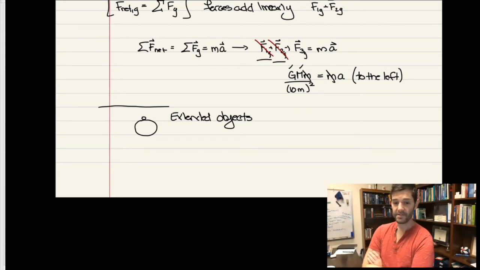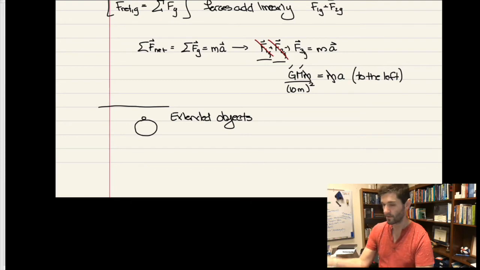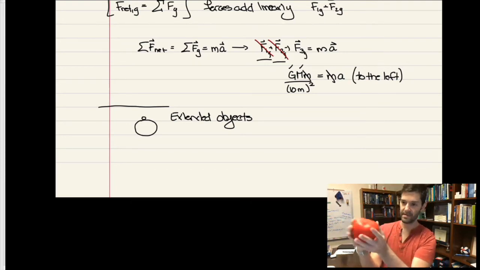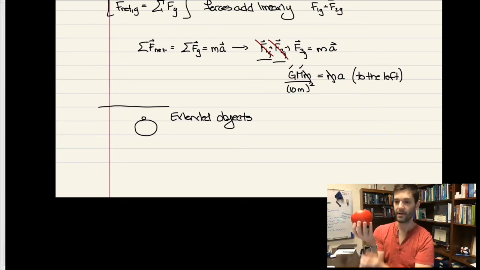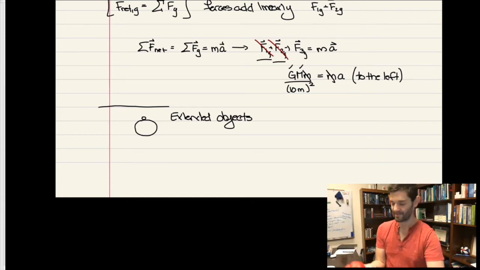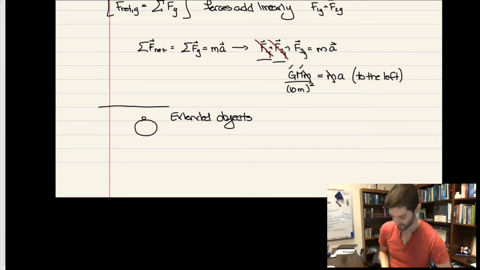Thinking of this in terms of extended objects. Now, this is not a point particle. This has many, many point particles. And you might think maybe we can represent it as if the object was completely located at the center of mass. We will be able to say something like that. And then it falls towards the Earth.